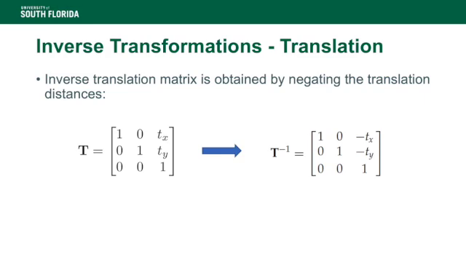How do we obtain the inverse transformation matrix? In the case of a translation, the inverse translation matrix is obtained by negating the translation distances. So for example, if this is the original transformation, the inverse transformation will be generated by putting minus tx and minus ty in the place of tx and ty.